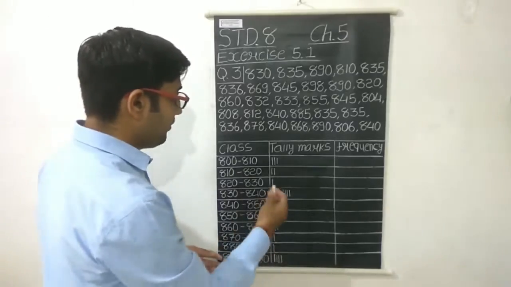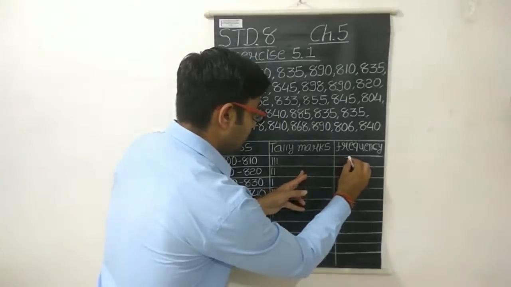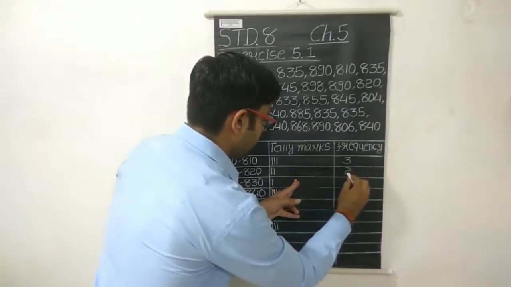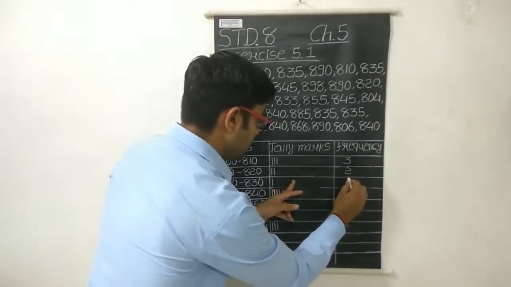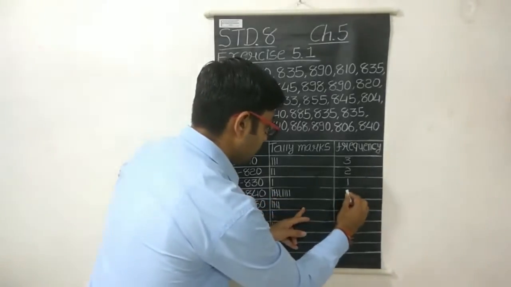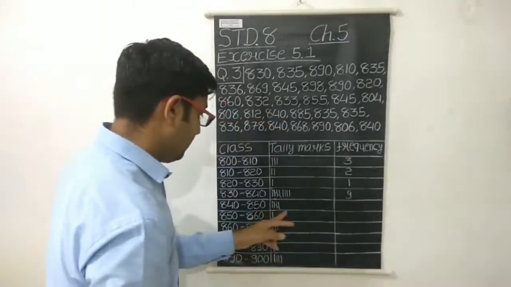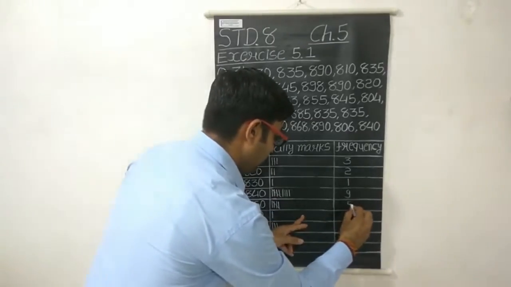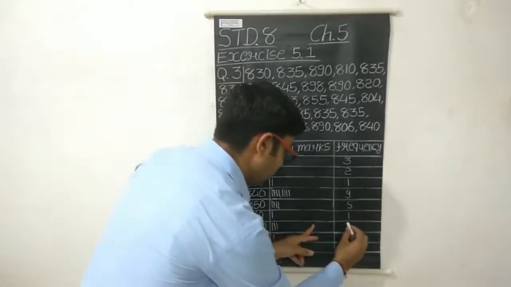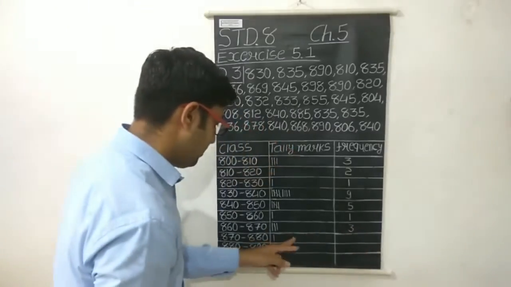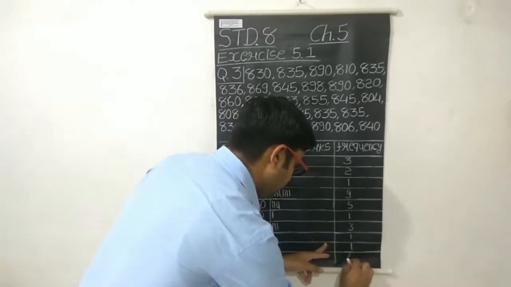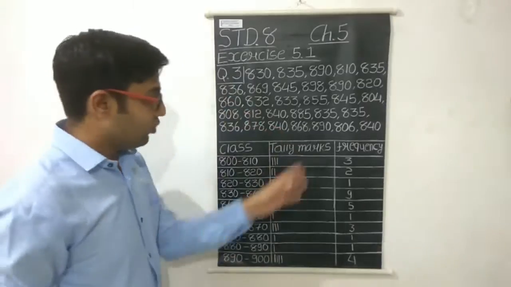Now let us count how many we get here. Here the frequency is 3. For the second group the frequency is 2. For the third case the frequency is 1. For this case the frequency is 5, 6, 7, 8, 9. This is 9. Then 5, then 1, then 3, then 1, here also 1, and here 4. So these are all the frequencies.